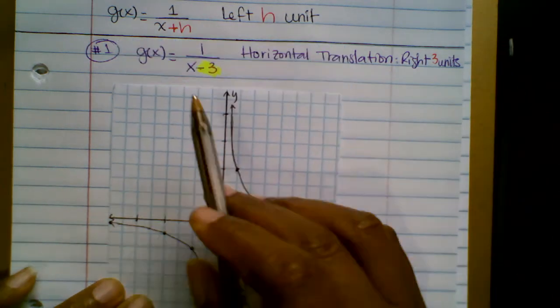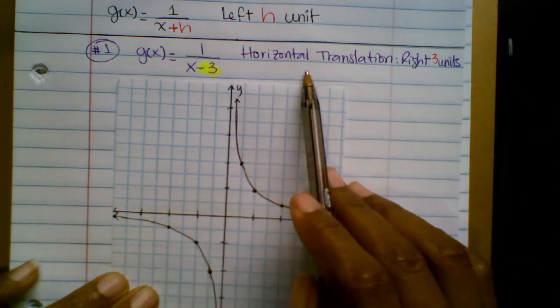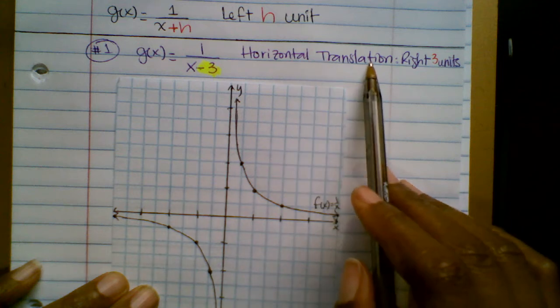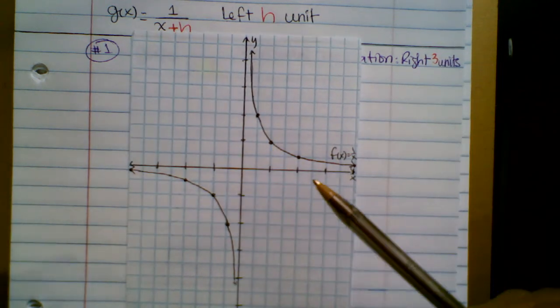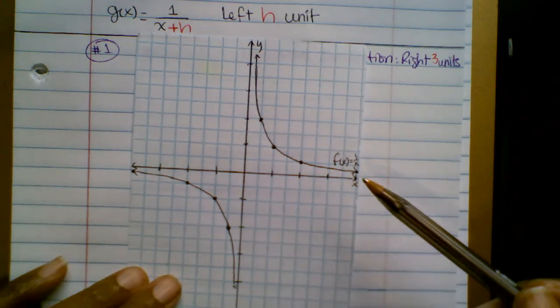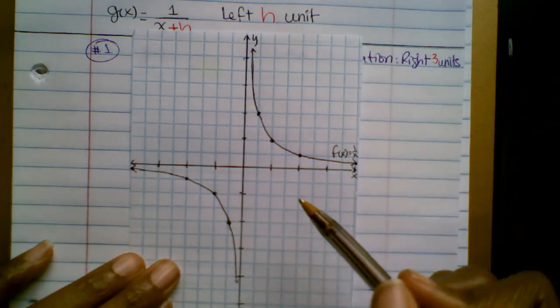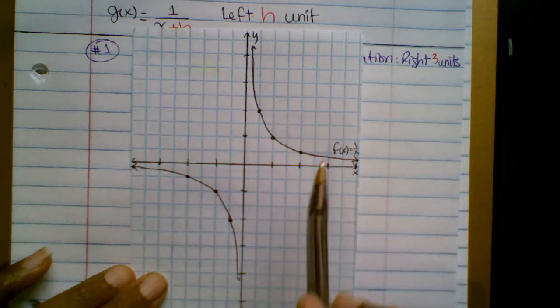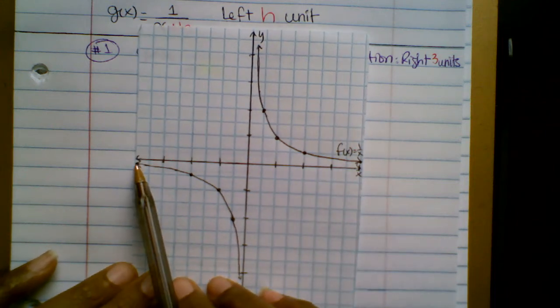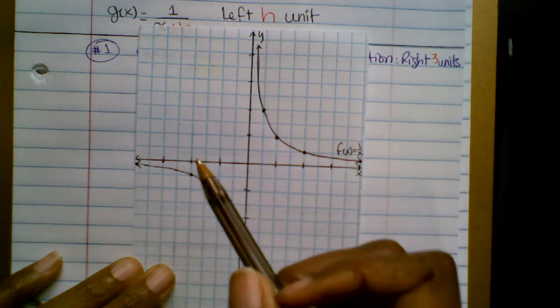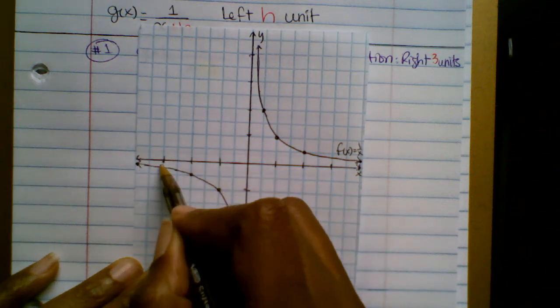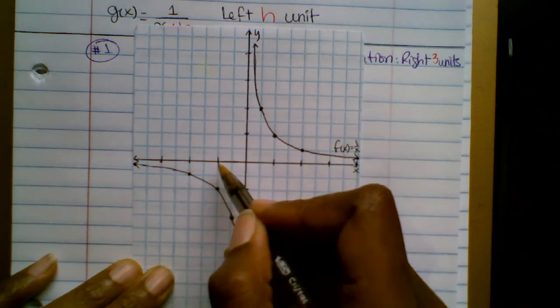Now I need to graph the function g of x, 1 over x minus 3. We know that you have a horizontal translation, right 3. So you're going to move to the right 3 units. How do we do it? Let me start from left to right. I use this point right here, which is -4, -0.25, and I'm going to move it 3 units to the right. Because I'm using 2 squares to represent 1 unit, I'm going to move it 6 squares.